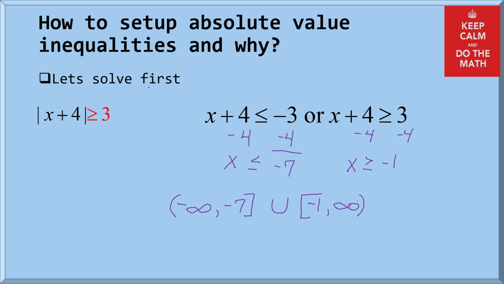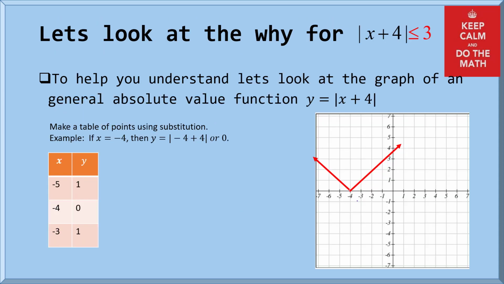But now I want to focus on the why. Why are we setting them up this way? Why do they come out this way? Let's look at the why for the first one. The absolute value of x plus 4 is less than or equal to 3. To help you understand, let's look at the graph of a general absolute value function. Let's take y is equal to the absolute value of x plus 4.